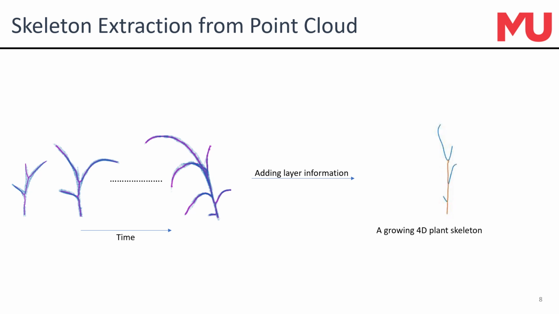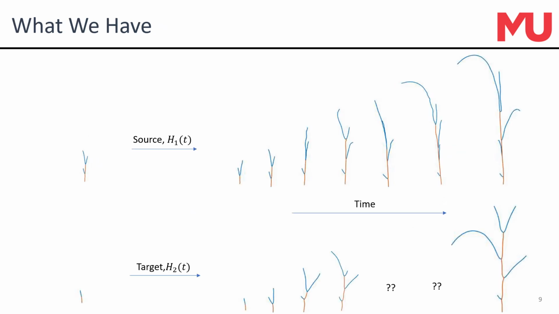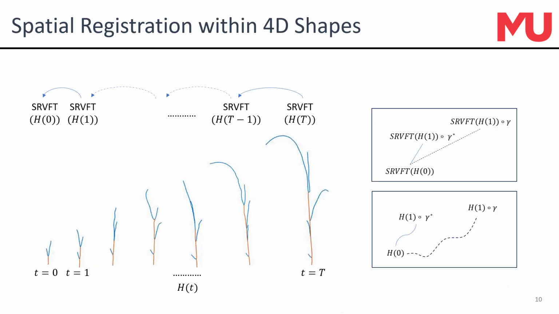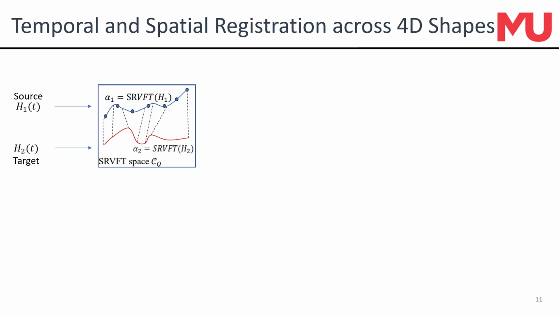Initially, we extract skeletons from point cloud data. Then we have, for example, one source 4D tree and another target 4D tree with missing samples. That is, the target is temporally variable to the source. At first, we perform spatial registration within each 4D sequence by minimizing linear distance between 3D trees in SRVF space, as I discussed in slide 9.